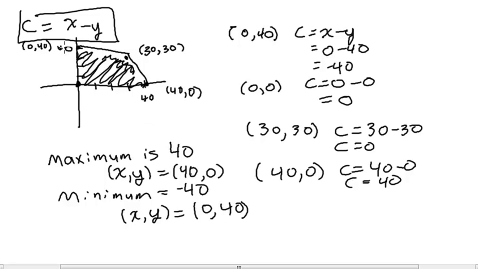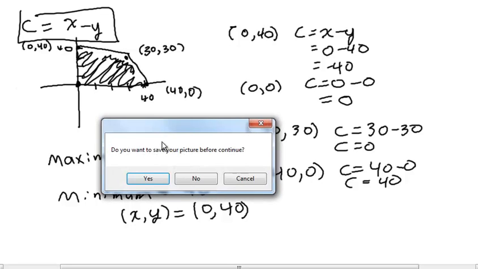Okay, so that's how you do one when your constraints are already given to you in a diagram, and this is called your objective function. That's the thing that you're trying to maximize or minimize. Now let's see how we do it if you have one where they just give you the equations.